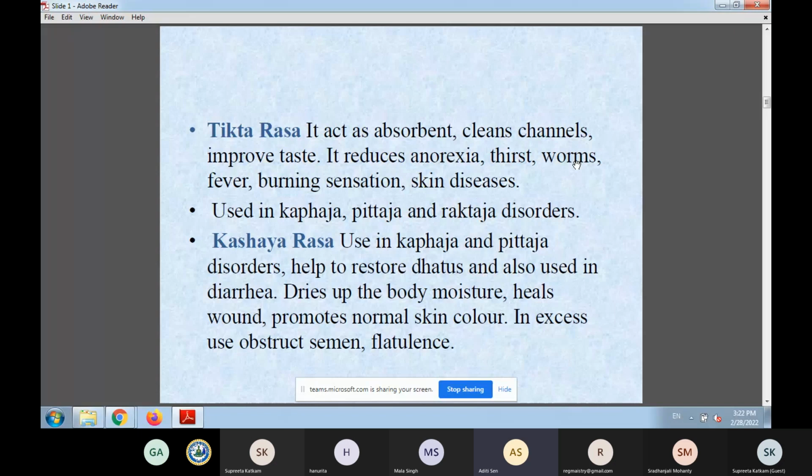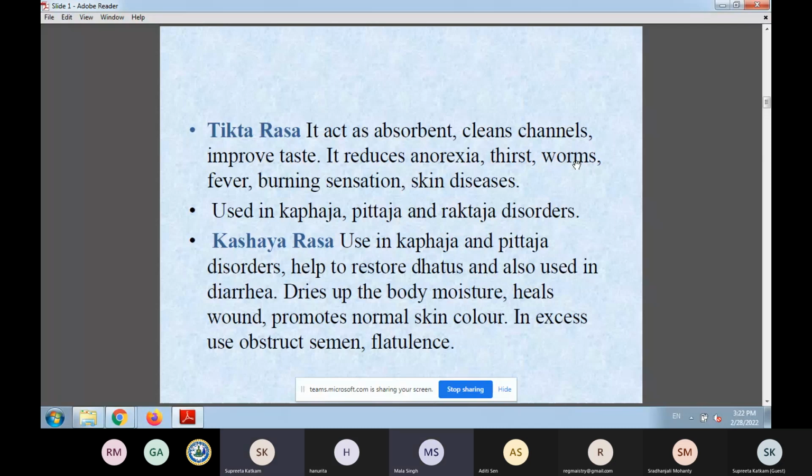Ma'am, please repeat again all. Madhura, Amla, Lavana rasa pacify Vata dosha. Katu, Tikta, and Kashaya pacify Kapha dosha. Madhura, Tikta, Kashaya pacify Pitta dosha.